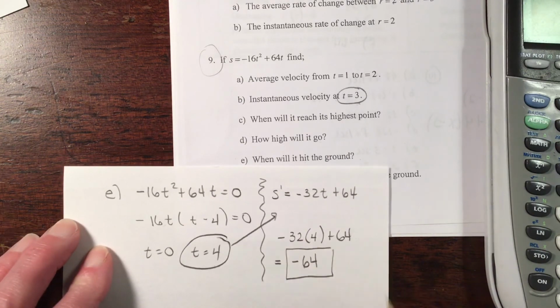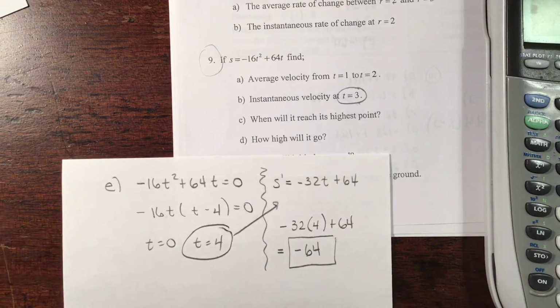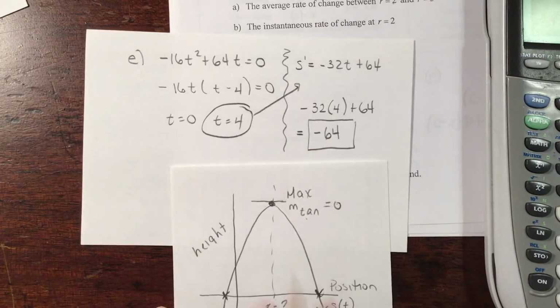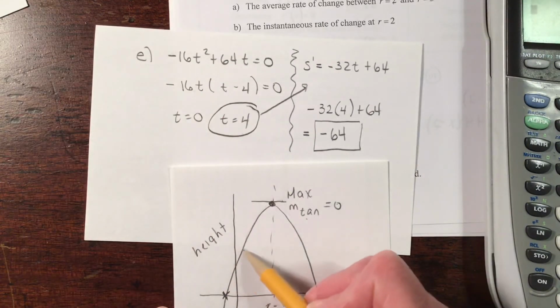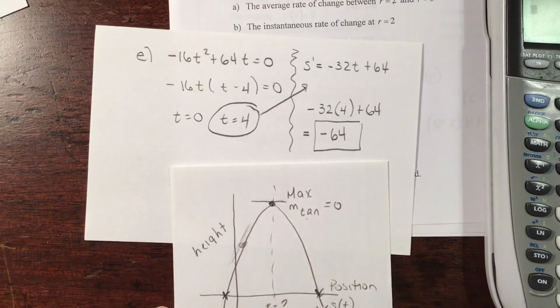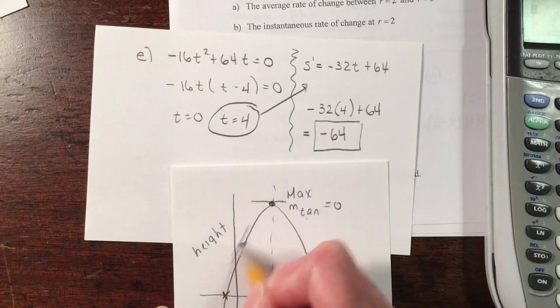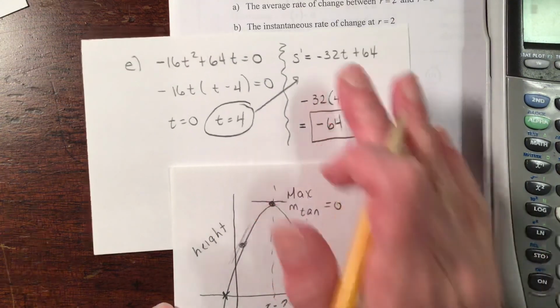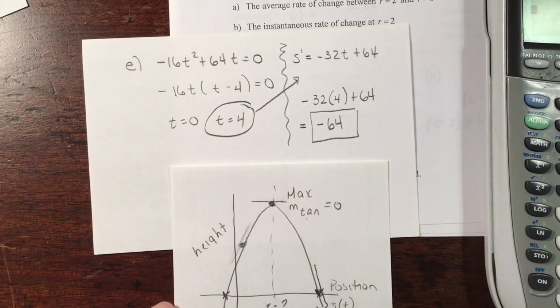So negative 64. But how can something be moving negative? Well, basically, when we're dealing with velocity or how fast something's going, whenever the rate of change you're looking for is in the positive direction, your velocity or your rate of change is going to be positive. If you notice here at this point, when it hits the ground, it's moving in the negative direction. So that's how we can have a negative rate of change.